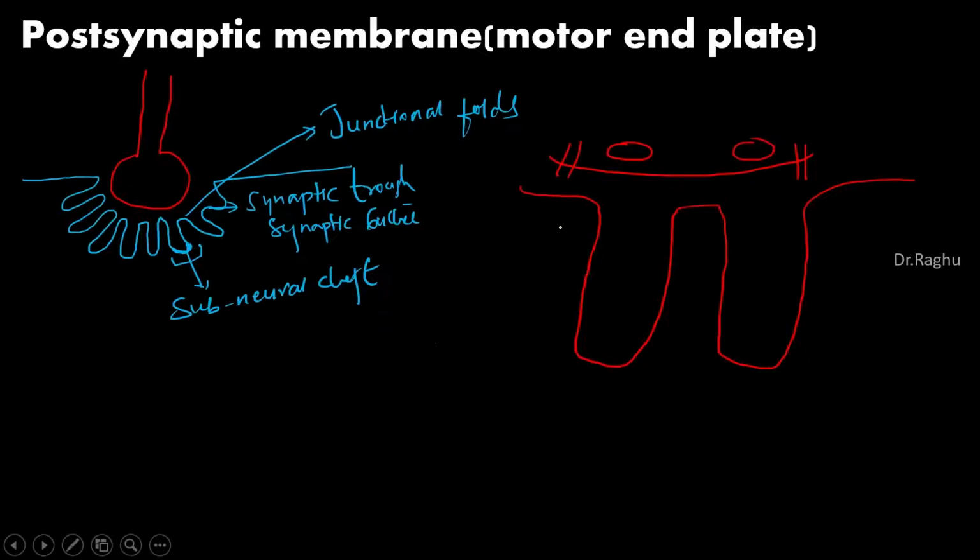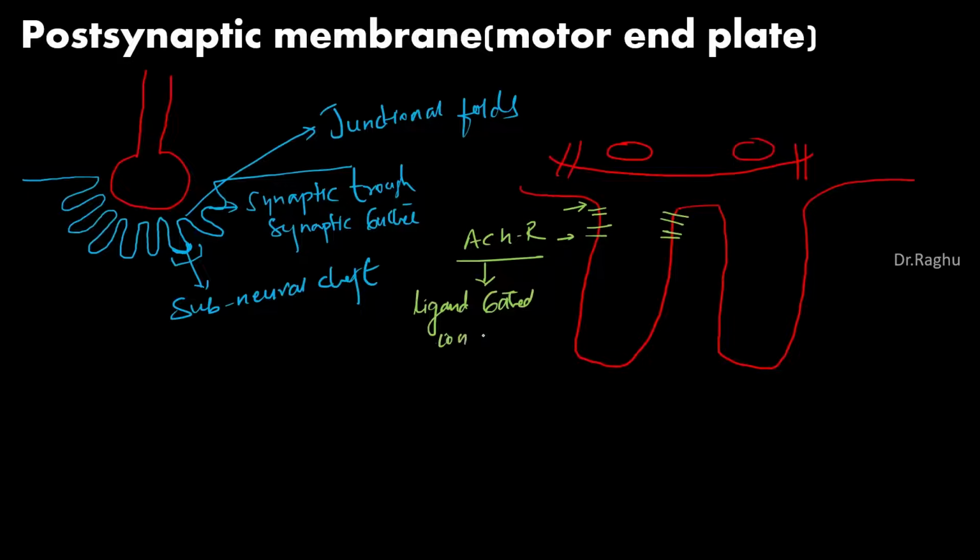Two important things are present in this subneural cleft. This is called the mouth of the subneural cleft. At the mouth of the subneural cleft, we have acetylcholine receptors, and these acetylcholine receptors are nothing but ligand gated ion channels. It's an ion channel which will be activated when a ligand comes and binds to it. And what is the ligand here? The ligand is acetylcholine. So when the acetylcholine, which is released from the presynaptic membrane, comes and binds, there is going to be a conformational change in this ion channel, which leads to opening of the ion channel. That much you remember.